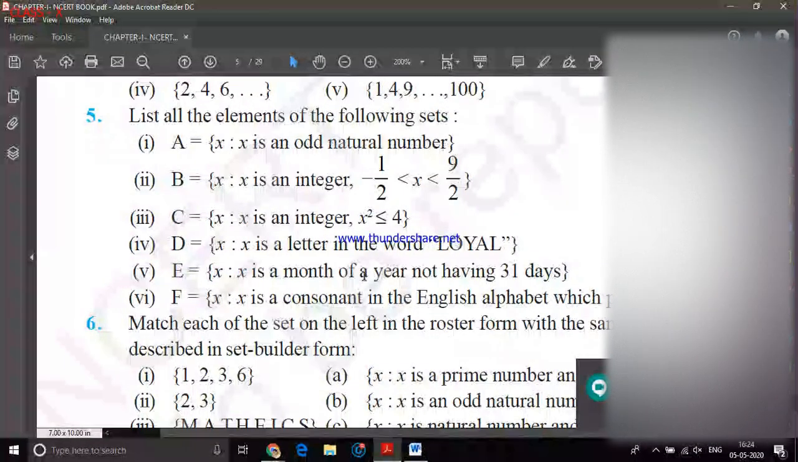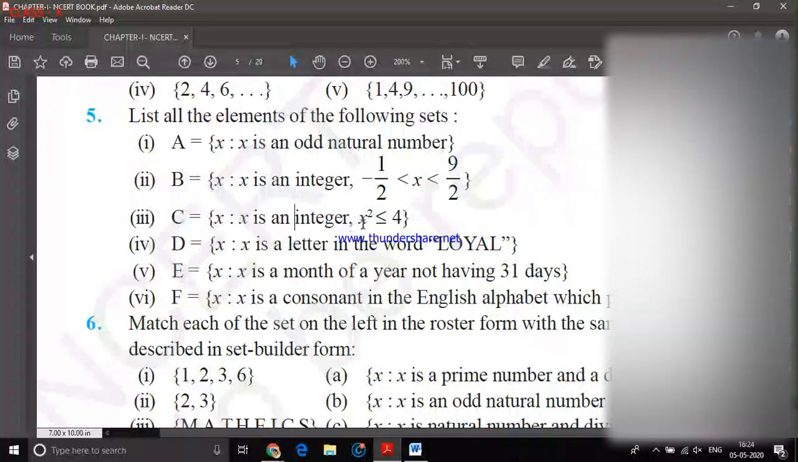You thought 1 square is 1, 2 square is 4. So hence it is satisfying. But x is an integer, so 0 square is also 0, -1 square is also 1, -2 square is 4. Square of a negative number is also positive. So -2, -1, 0, 1, 2.